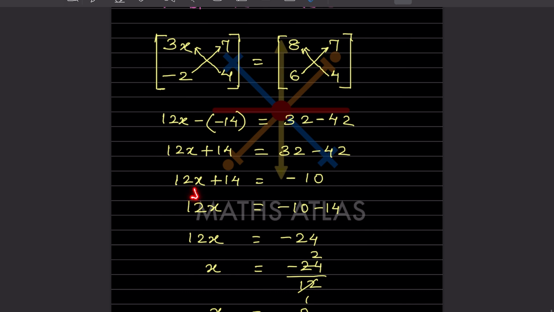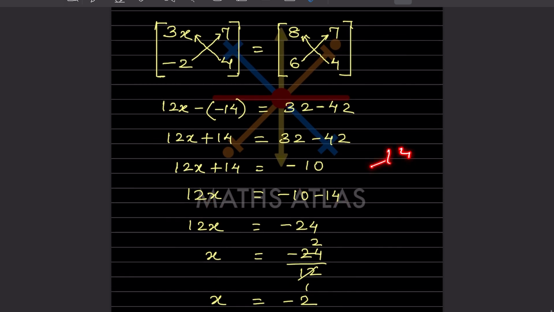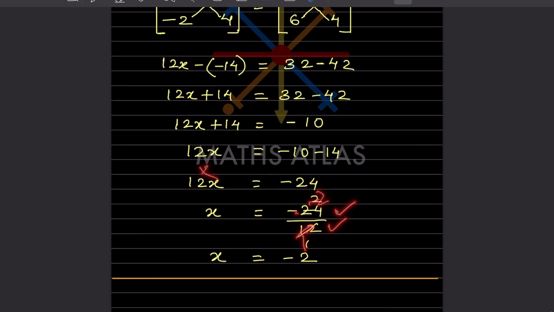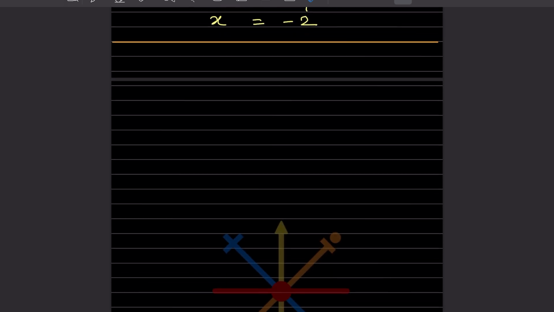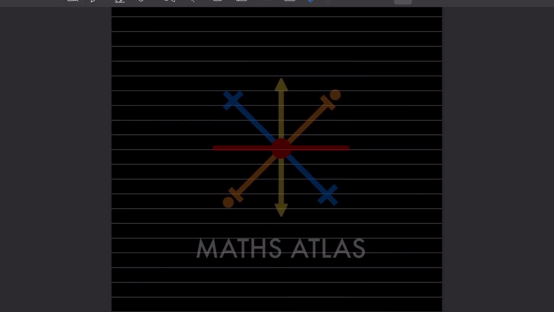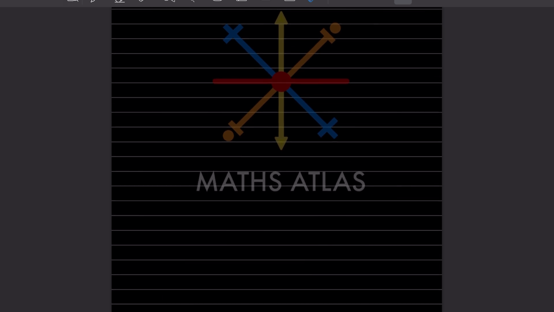Now look at here, 12x on one side, and plus 14 becomes minus 14 over here. Same, minus 14 minus 10, you are going to add, that will be minus 24. So x is going to be minus 24 divided by 12. That is, 12 twos are 24, but that is negative, so x is minus 2. By this we have completed today's work.